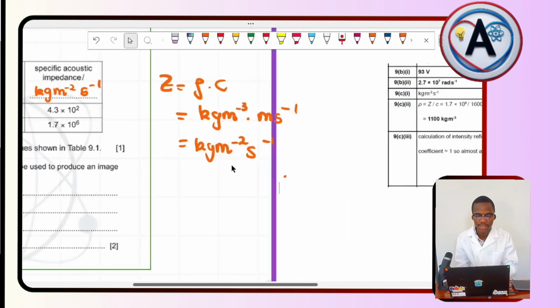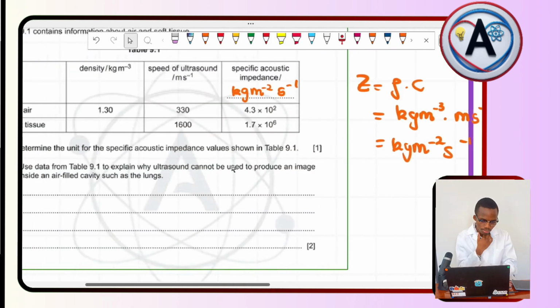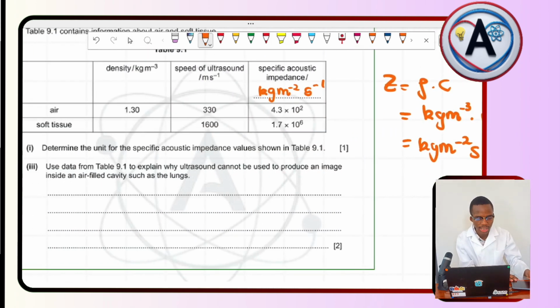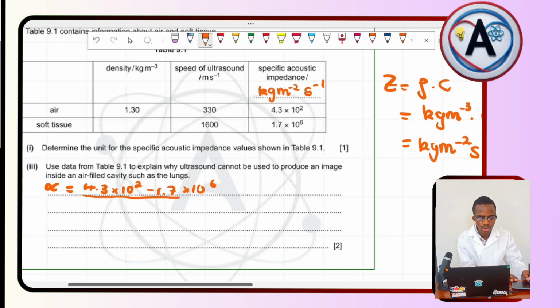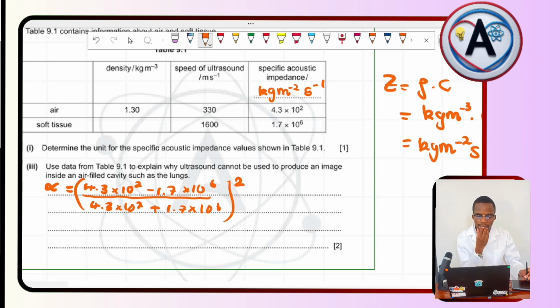And I can quantify this because I can look at alpha and say alpha is equal to (4.3 times 10 to the power of 2 subtract 1.7 times 10 to the power of 6) all over (4.3 times 10 to the power of 2 plus 1.7 times 10 to the power of 6), and then all of that squared, and that's going to give you a value of 0.99, or approximately equal to 1.